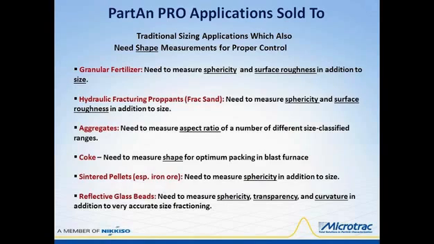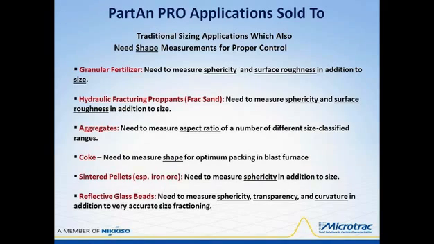Next on the list, the frac sand application recognized the need for shape measurements as early as the 1960s, when manual optical microscopy was used to quantify the sphericity and the surface roughness of frac sands, or proppants. The frac sands have to be smooth and well-rounded to allow free flow of natural gas through the hydraulic fracture. Next, stone aggregates used in highway construction need to have aspect ratio controlled in a number of different size ranges to achieve proper packing in the roadbed.